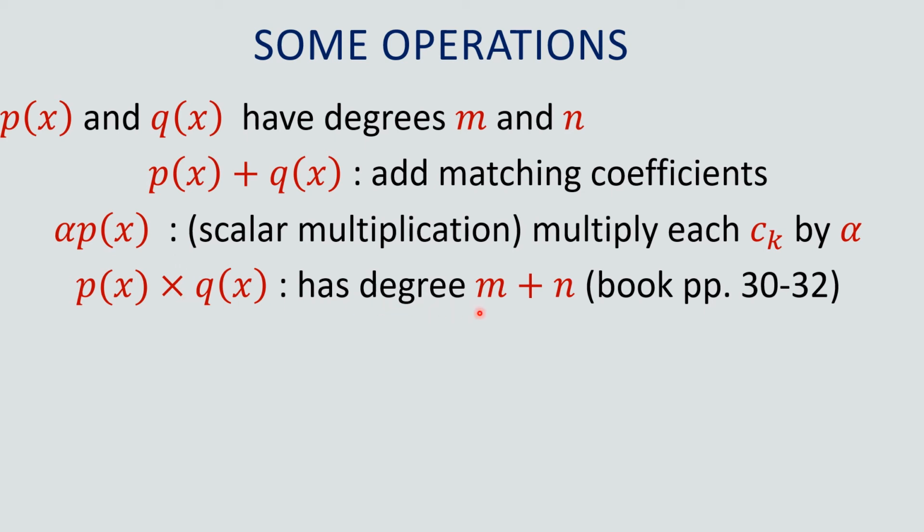So the degree of the resulting polynomial is given by adding the degrees of the two individual polynomials. I'm not going to describe the detailed operation for polynomial multiplication. If you're interested, this is described in the textbook on pages 30 to 32.